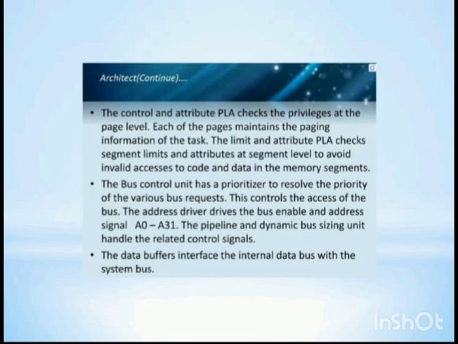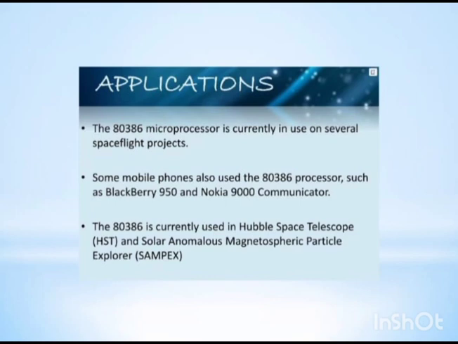The bus control unit has the prioritizer to resolve the priority of the various bus requests. This controls the access of the bus. The address driver drives the bus enable and the address signals A0 to A31. The pipeline and dynamic bus sizing unit handles the related control signals. The data buffers interface the internal data bus with the system bus.